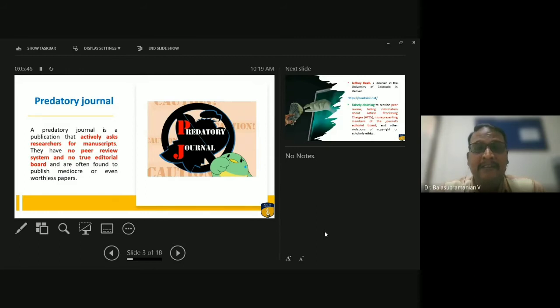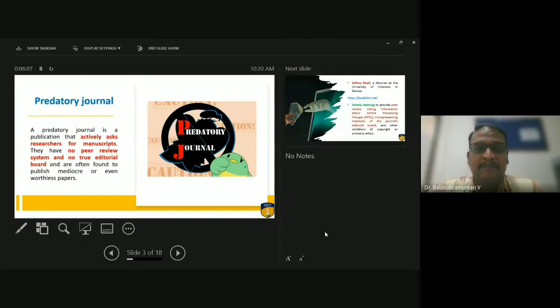Then after that, they will ask whether it will be an open access one or a paid service. They will ask whether, if you are able to pay, it will become open access. That is the article processing charge. They will ask in a different way compared to the predatory journal, right?